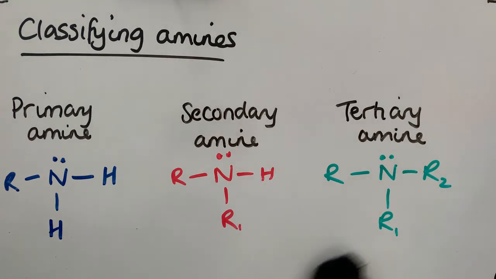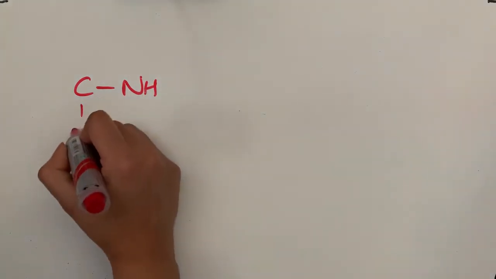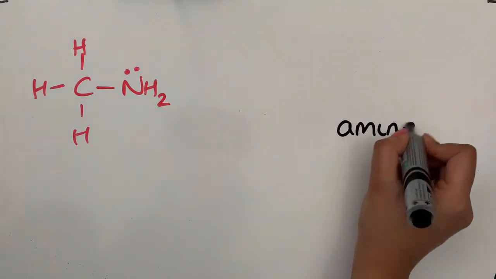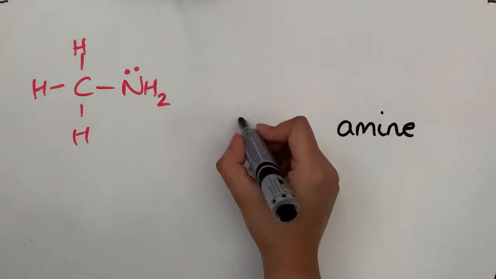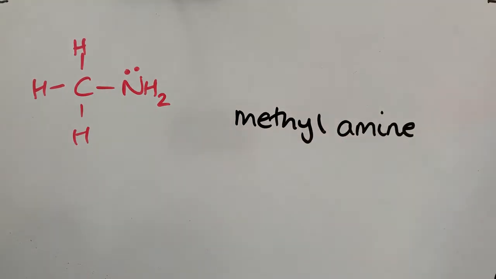Let's now have a look at how you might name an amine. We're going to start off with our primary amines first. I'm going to start off with the simplest one, I would say. It's where you have the R group being methyl. In this case, the parent is the amine, so the name is going to end in amine, and because you've got a methyl group here, this compound is simply methylamine. That's one word.